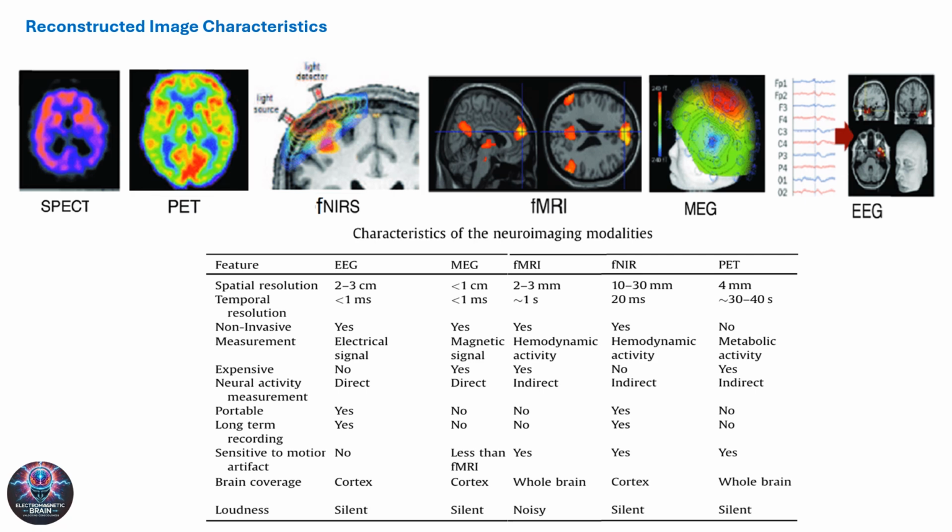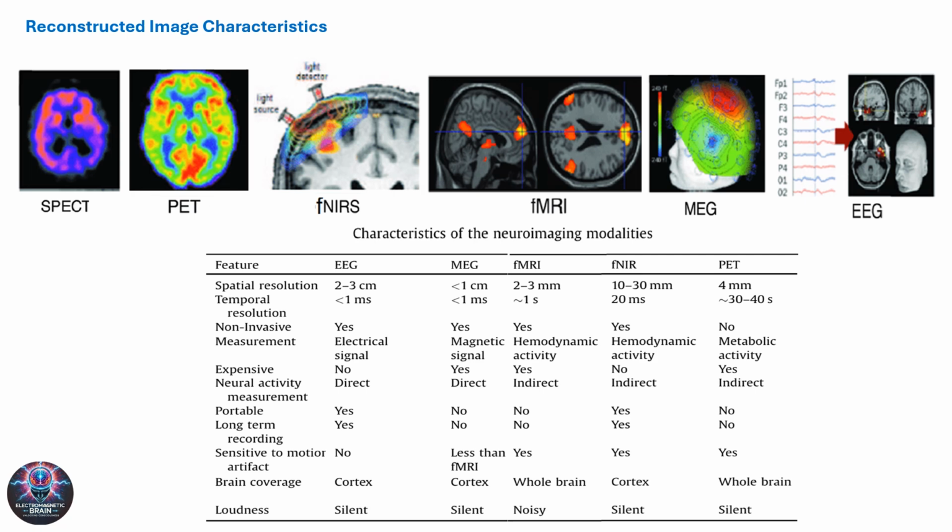fMRI and MEG images, which are at the center, show high-resolution brain images and capture dynamic brain activity with impressive precision. fMRI has excellent spatial resolution, 2 to 3 millimeters, and measures hemodynamic activity, changes in blood flow related to neural activity. It has lower temporal resolution of 1 second compared to MEG, which captures the magnetic signal generated by neuronal activity with a spatial resolution of less than 1 centimeter and a temporal resolution of less than 1 millisecond. MEG is ideal for studying real-time brain dynamics, like sensory processing, with its high temporal precision.